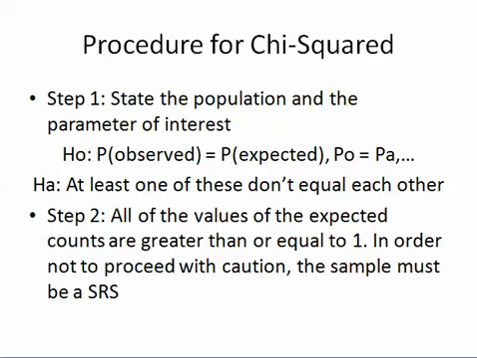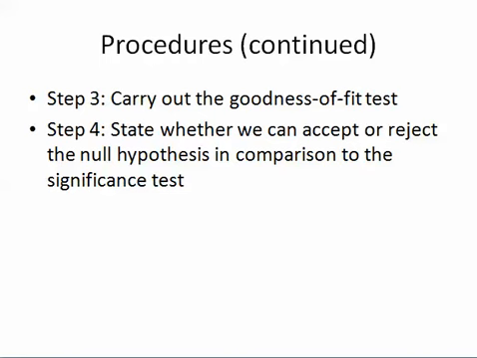Step 2. All of the expected counts must be greater than or equal to 1. In order to not proceed with caution, the sample must be an SRS. Step 3. Carry out the goodness of fit test. State whether we can accept or reject the null hypothesis in comparison to the significance level.